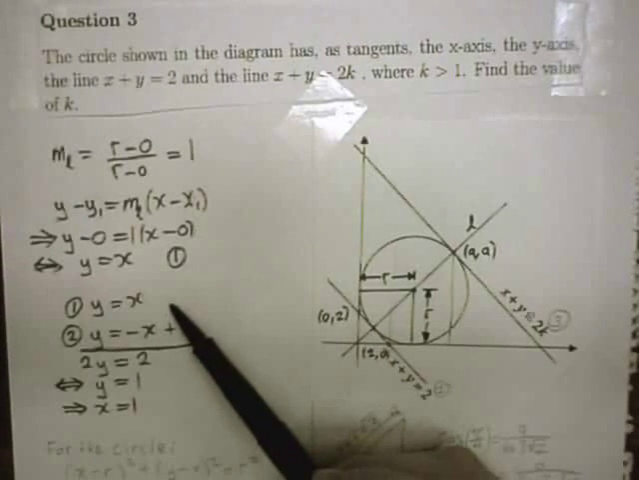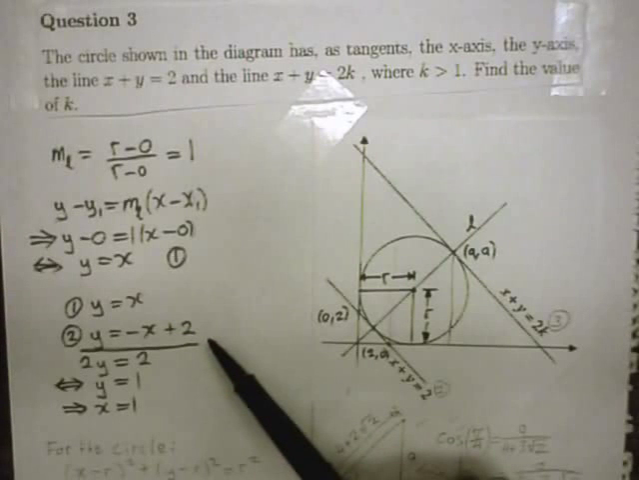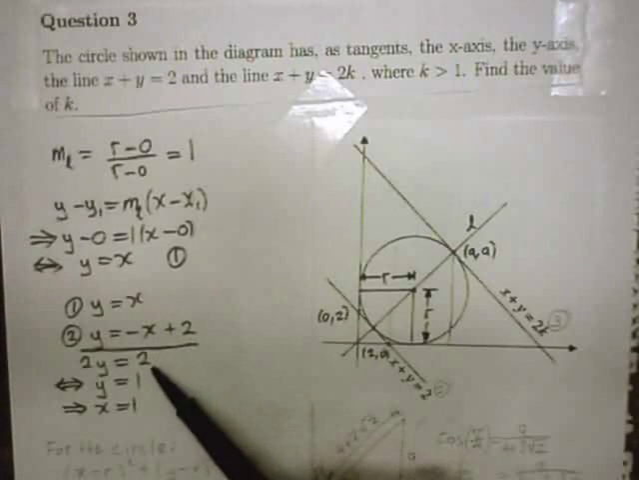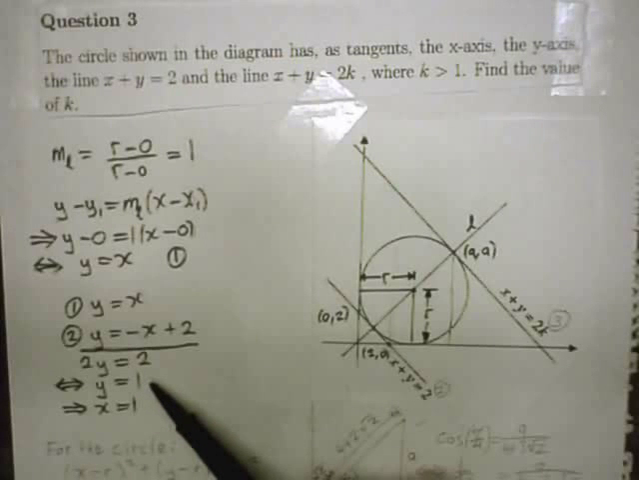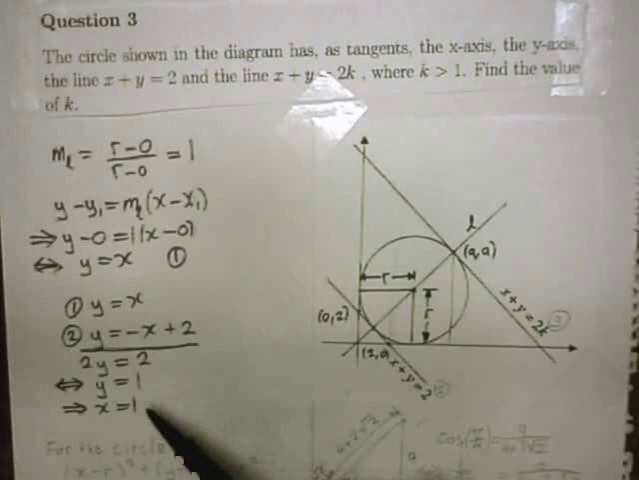So I say y is equal to x from equation 1, y is equal to minus x plus 2 just from rearranging equation 2. The x's cancel when I add them together, so I get 2y is equal to 2, so y is equal to 1. And since y is equal to x, I know from equation 1, then x is equal to 1.